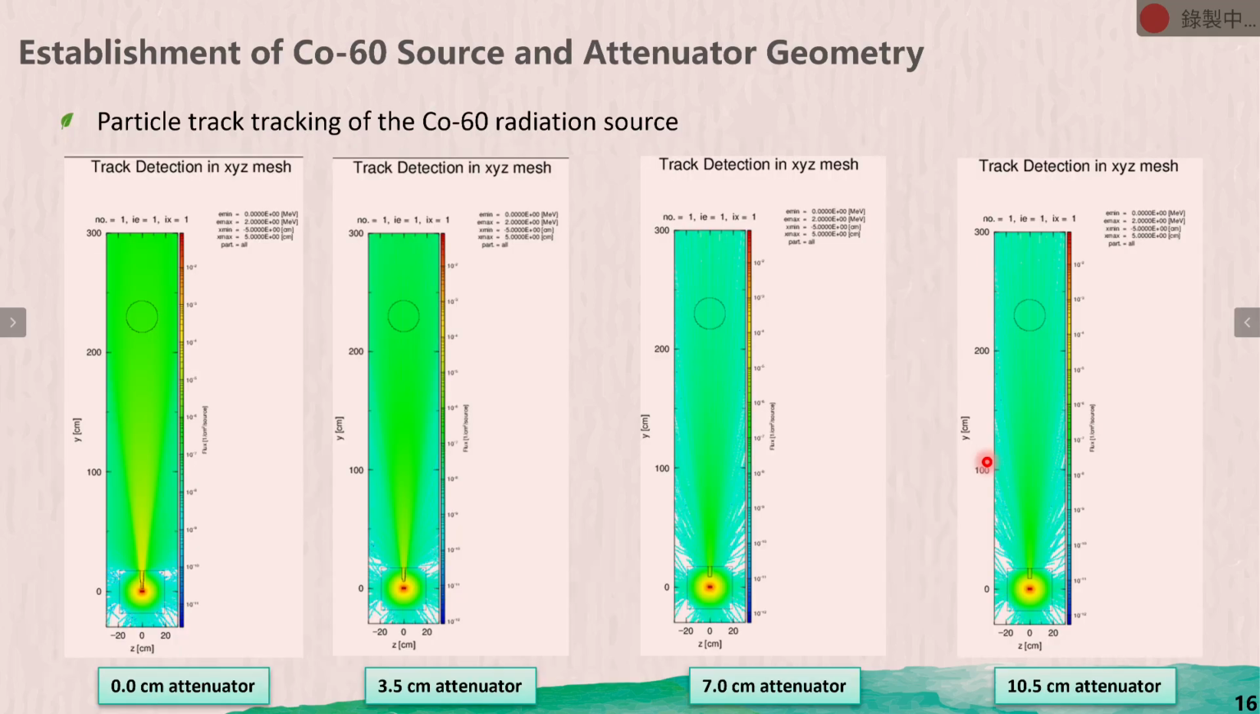Because we have different kinds of attenuators here, we have to simulate the particle track. We can see this is our irradiation system here, and this is our 10-liter ionization chamber here, and this is our particle track here. With different kinds of attenuators, we have different kinds of particle tracks.